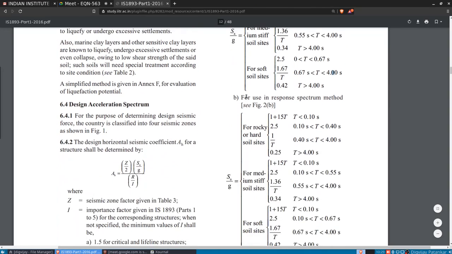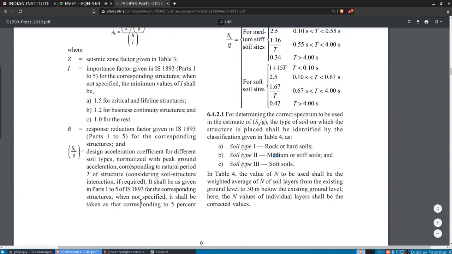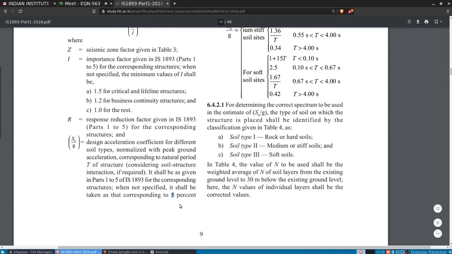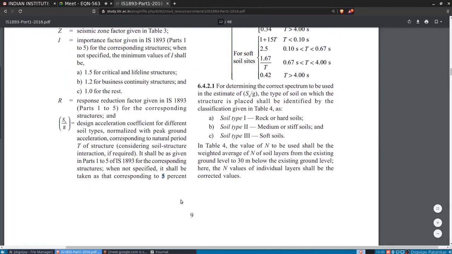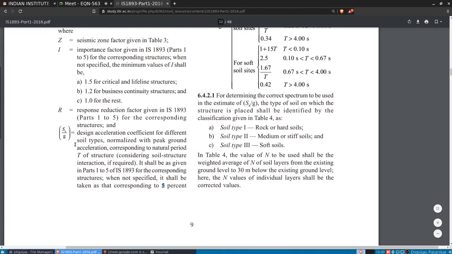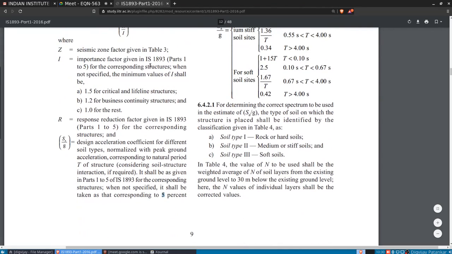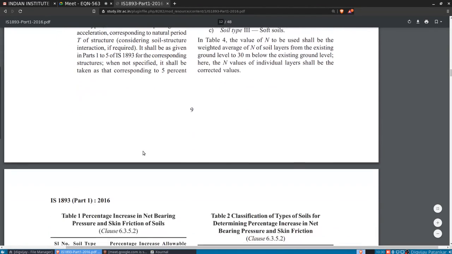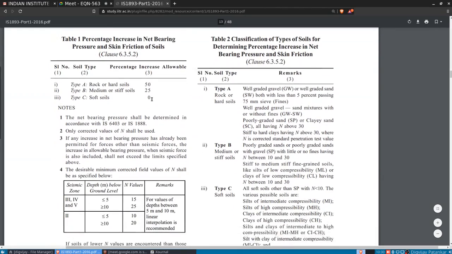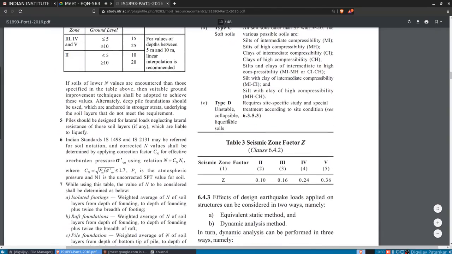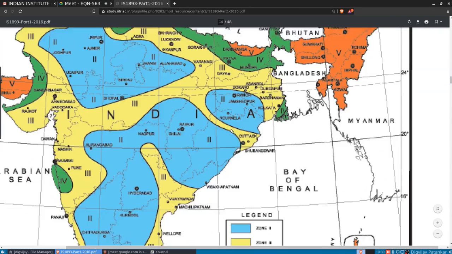And if you are going to use response spectrum method, then you have to use this. And remember that all these values obtained are for 5% damping. So if your damping is different, then you will have to modify the expressions accordingly, modify these SA by G values accordingly. So now let us see where the values of importance factor and response reduction factor are given. So these values are given in the table following table 3, maybe 4 or 5 somewhere. Let us see.